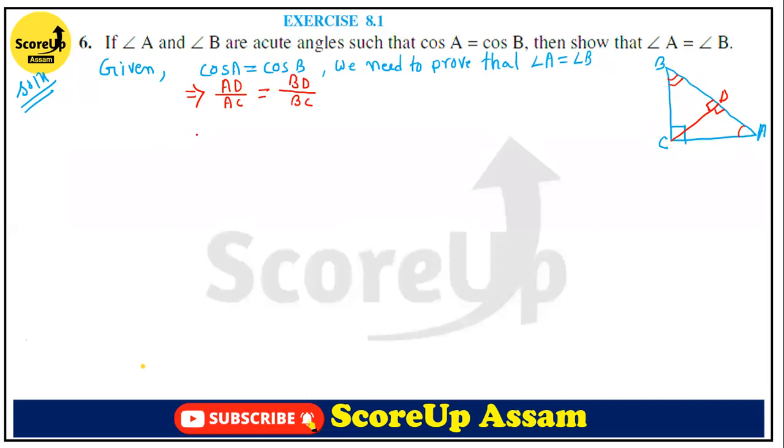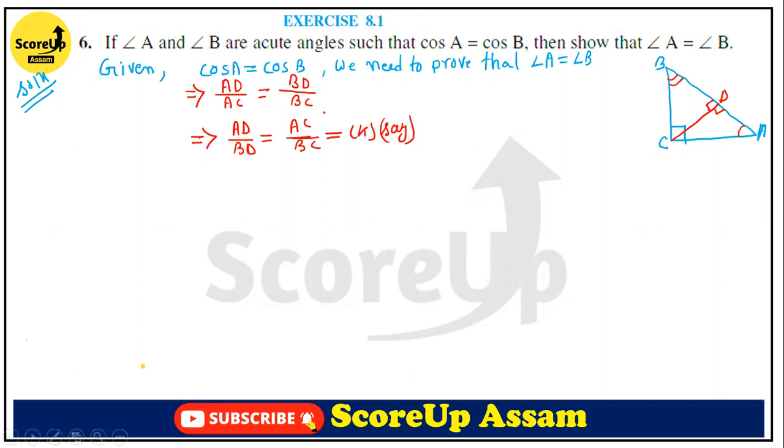Now can we write this like this? AD by BD equal to AC by BC. Can you write like this? If we do cross multiplication, we can write like this. Is it clear? And CD is the common side, right? CD is the common side. So what can we write? It is equal to, suppose, K.